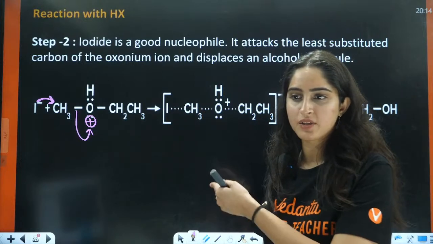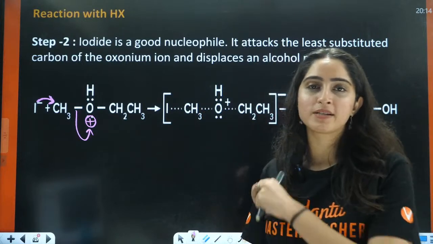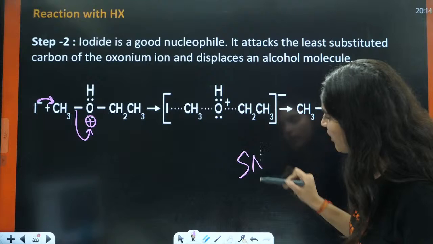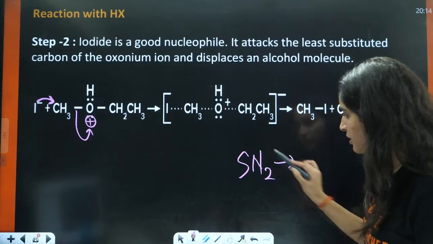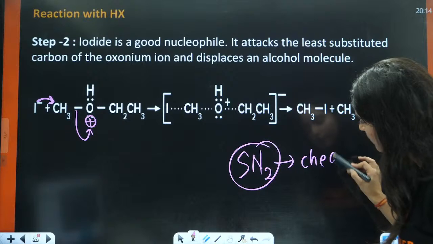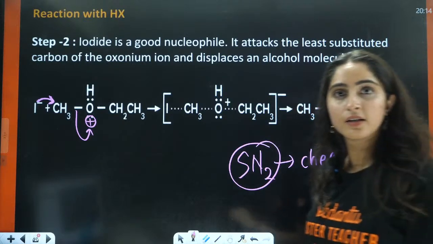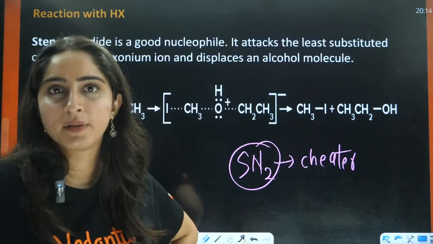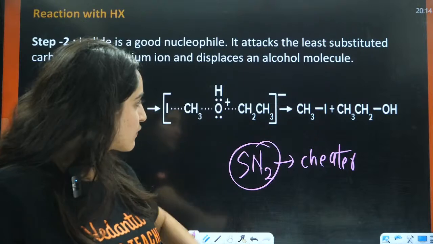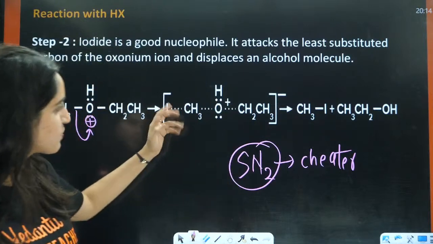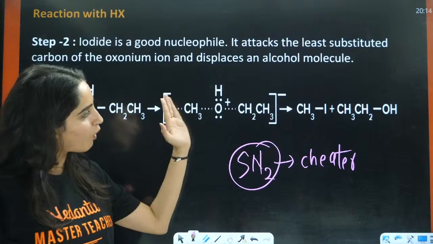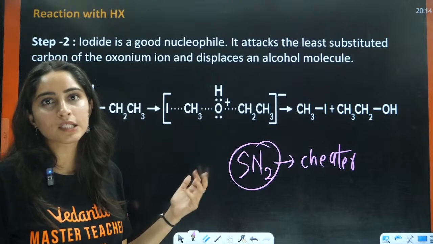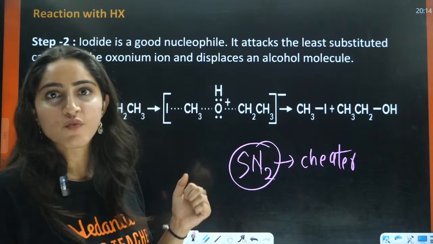It's like the cheaters. SN2 reaction is a cheater. Why is it a cheater? Because in an SN2 reaction there is no breakup first. It is breaking the bond here while simultaneously forming the bond there. Simultaneously things are happening, like in today's world.